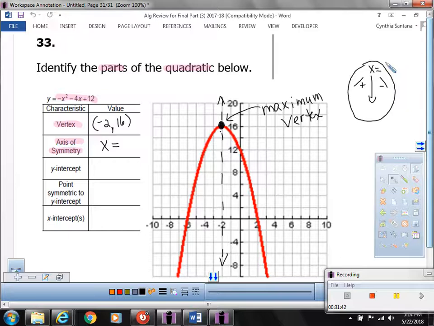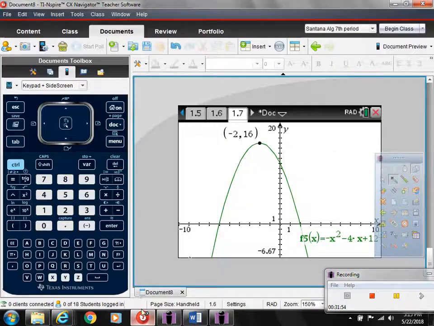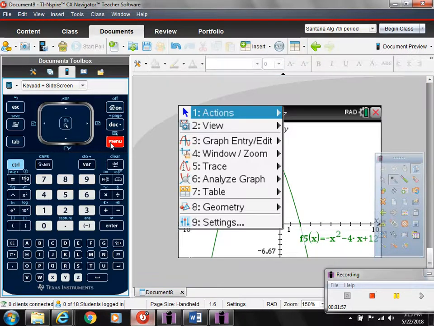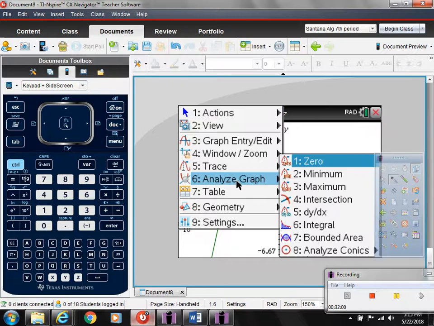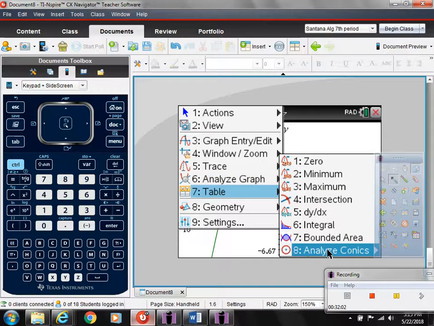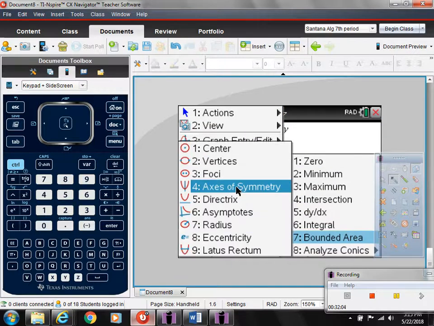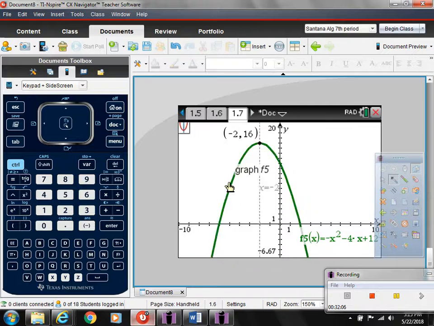And then there's a number attached to that. And notice that it is going through a -2. So there's your number. X equals -2. Now I could have the calculator give me that to double check. So we do have an option under menu 6, 8, and there's your words axis of symmetry, and then just click on the line. Boom, there it is right there. X equals -2. It drew a little dotted line.